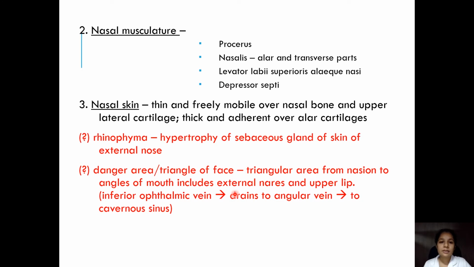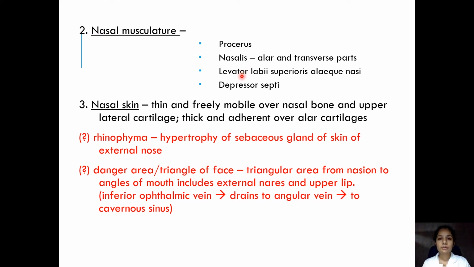So the nasal musculature is formed by 4 main muscles: procerus, nasalis. There are 2 parts of nasalis, alar part and transverse part, levator labii superioris alaeque nasi, and depressor septi. These muscles of the nose help in facial expression.